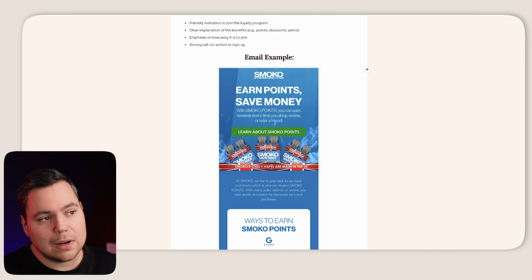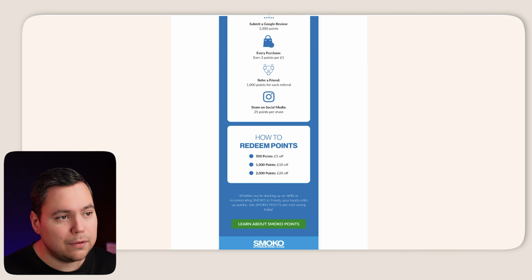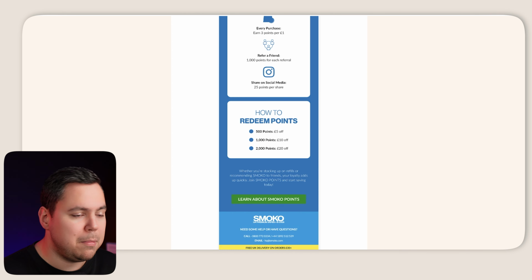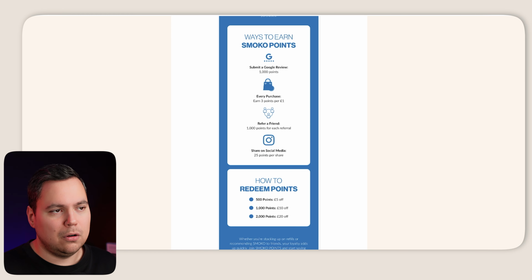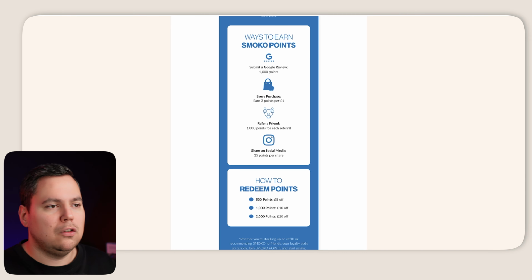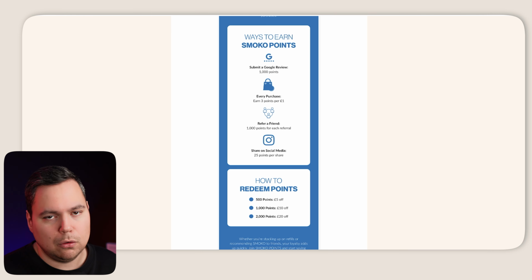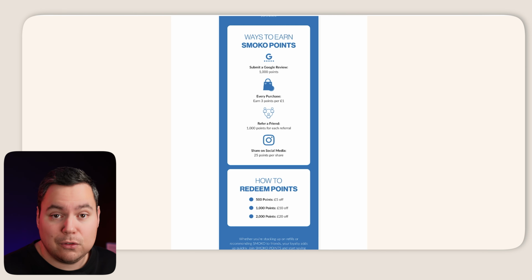And this is how it can look like. So earn points, save money. With Smoker points, you can earn rewards every time you shop, review, and refer a friend. And yeah, we can have a quick explanation over here, and we guide them towards a page where they can find more information. The main thing that you want to make sure of is that you immediately make clear what the benefit is for your customer on why they should join your loyalty system, because people will only join it if there's a clear benefit for them, which usually is like discounts that people can get.